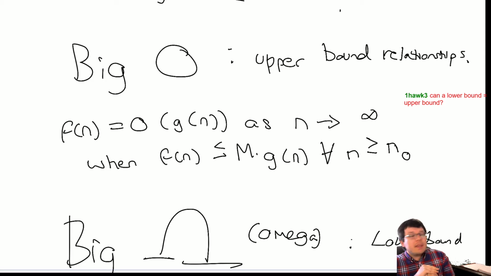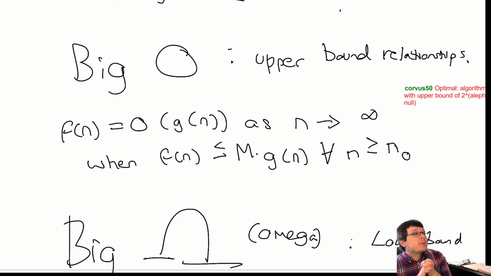Can a lower bound be equal to the upper bound? Yes, it can. Bubble sort, written the really bad way, is the best example of that. And by bad way, I mean the simplest way, where you just put the two loops and you just swap things around. That would be an example of a lower bound and upper bound being essentially the same.